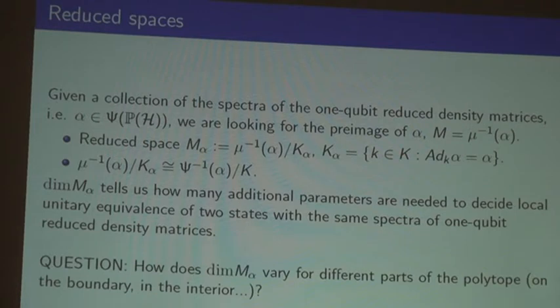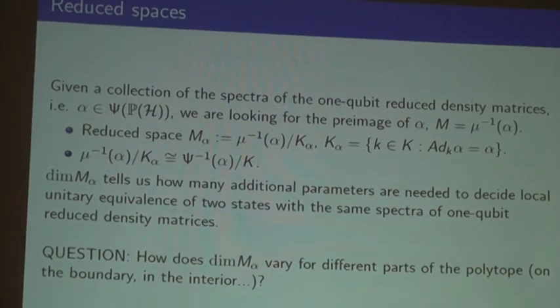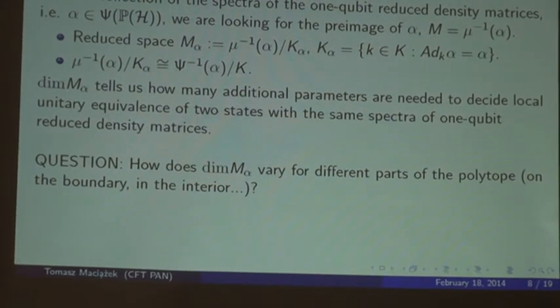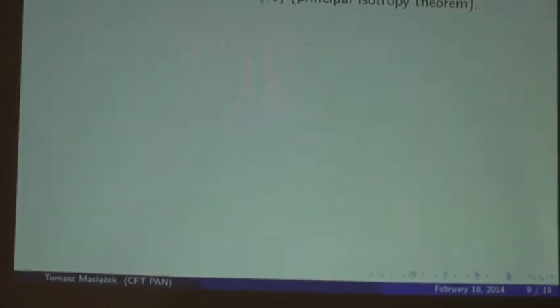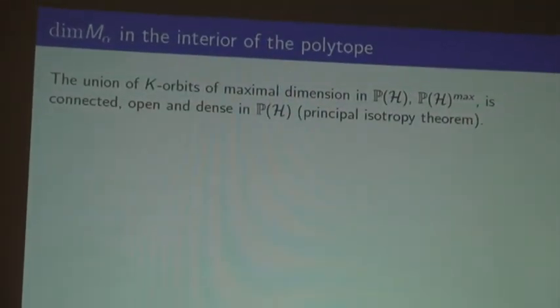So the main question is, how does the dimension of those reduced spaces vary for different parts of the polytope? It is not the same. It is different on the boundary and in the interior. And the most interesting result is that the dimension of this space is zero for the large part of the boundary. If it's zero, it's nice, because it is enough to look at the spectra of reduced density matrices, and if they are the same, we know that those states are local unitary equivalent, if they are mapped on the proper part of the boundary.